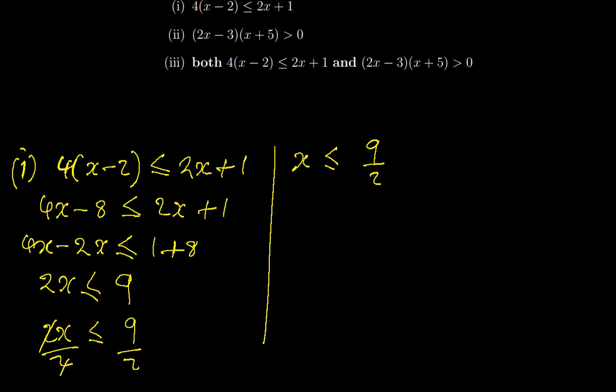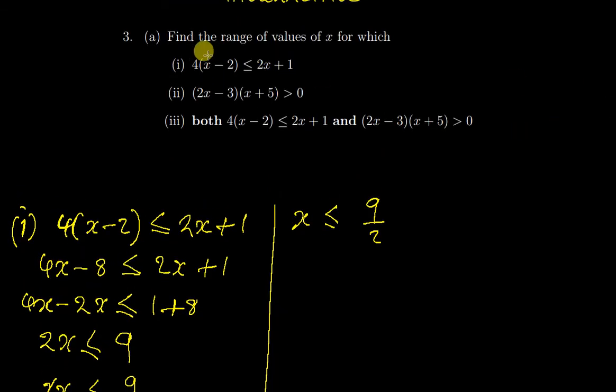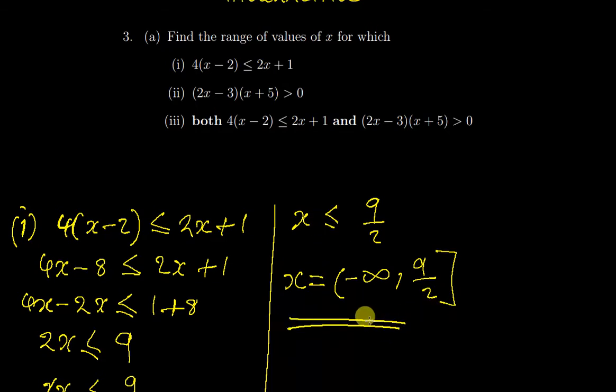So this is the range of values of x that makes this expression valid. You can also write this in interval notation. x is from negative infinity up to 9 over 2, and it will be closed at 9 over 2 because of this equal sign. You can write it in this format as well. It's still correct.